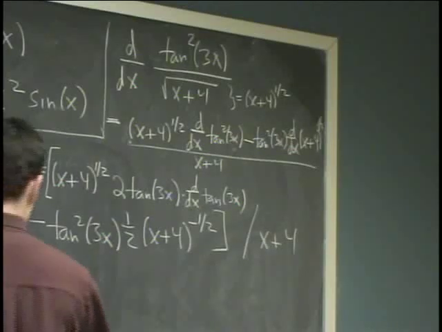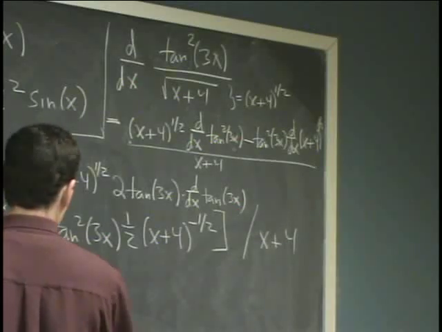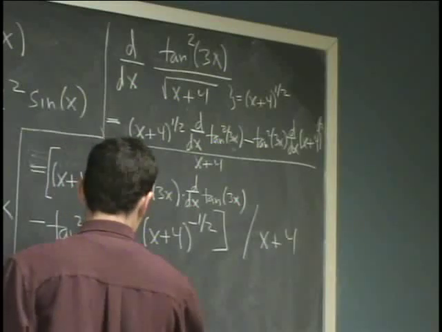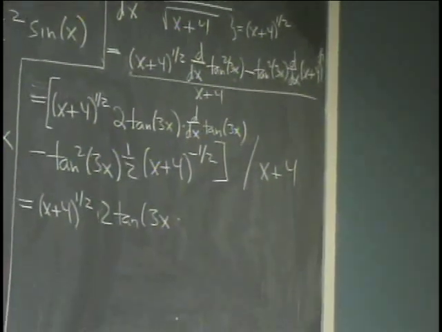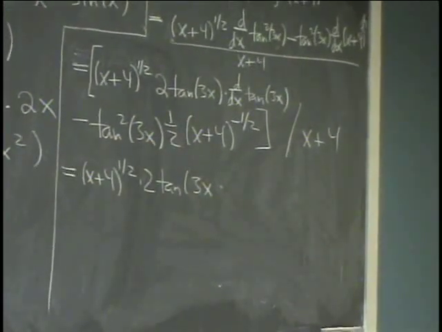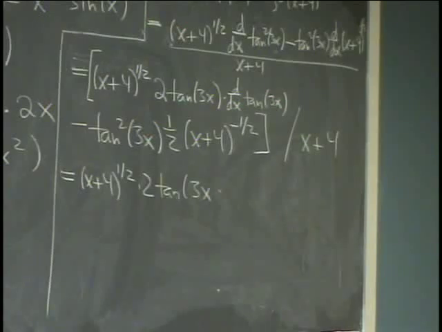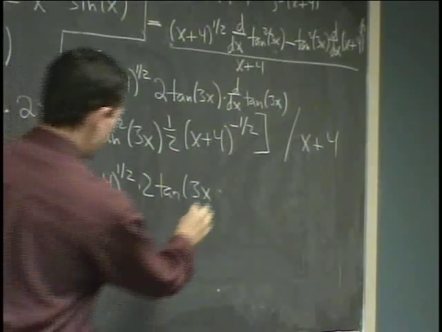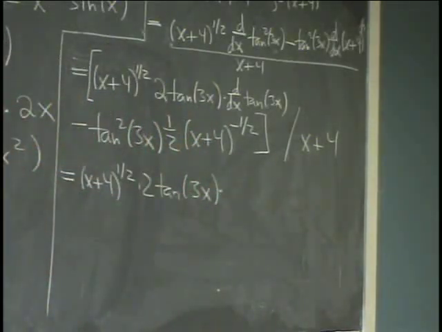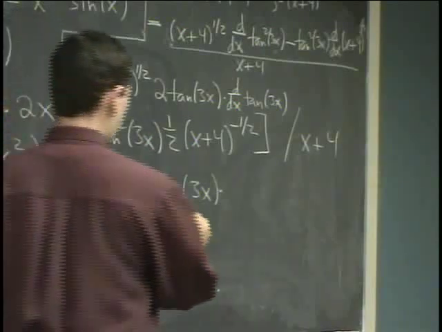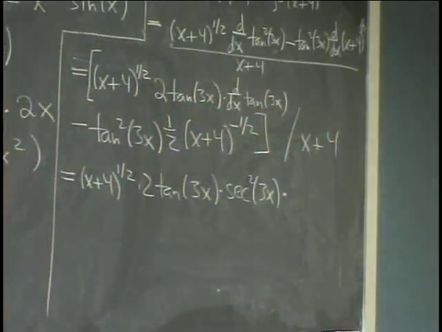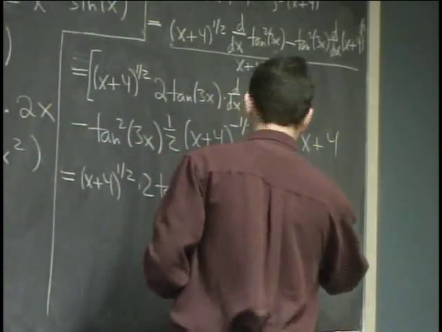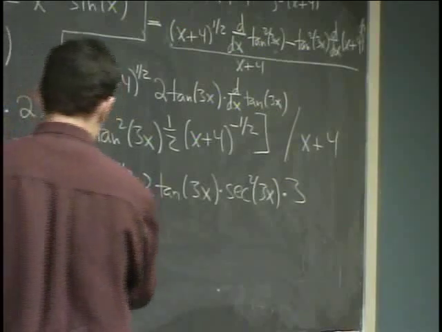Okay, there's just one derivative left. So we get x plus 4 to the 1 half, 2 tangent 3x times, okay, now the derivative of tangent of 3x. What rule do I need to use on this? I have to use the chain rule again. The derivative of tangent is secant squared. So I'm going to get secant squared of 3x times the derivative of 3x, which is 3. Okay, and then minus the rest of this garbage.